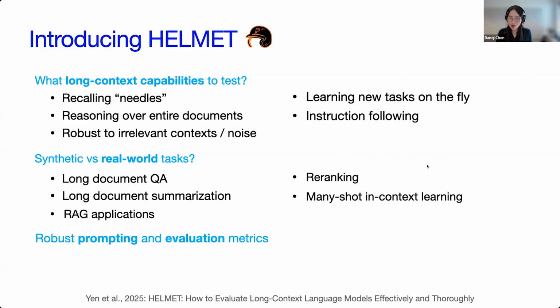Finally, for our HELMET benchmark, this is a very detailed point, but also a very important point that we put a lot of work into. We want to make sure that the benchmark is very reliable in terms of both evaluation metrics and prompting. We want to make sure that the results are not sensitive to very detailed prompt design choices.